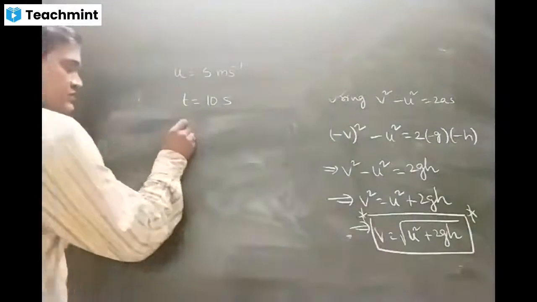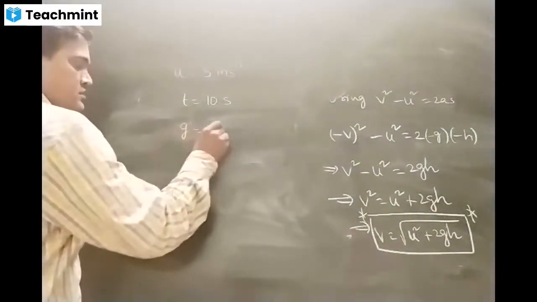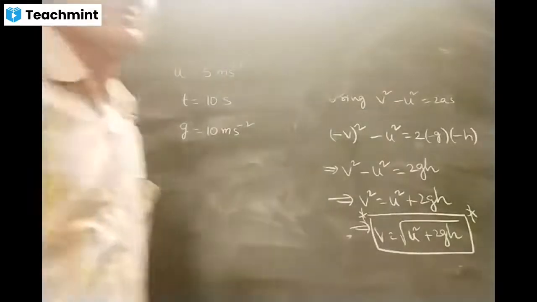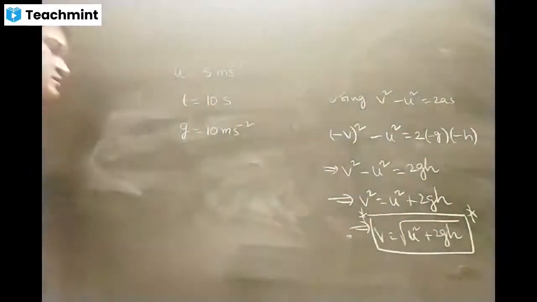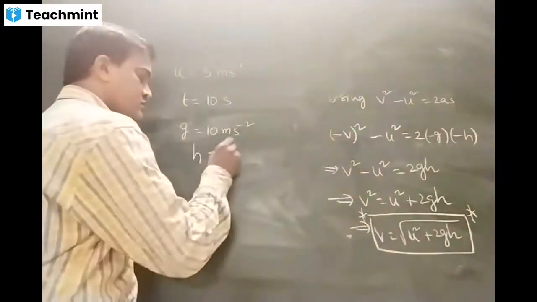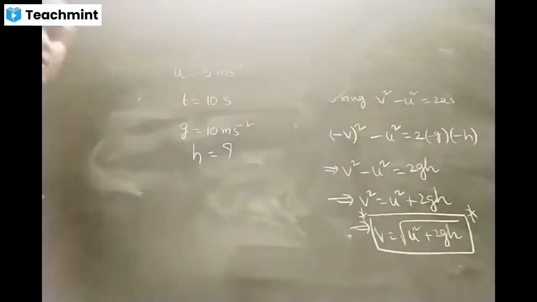But I have given the value of g as 10 meter per second square for our convenience. Actually, sir, the value of g should be taken as 9.8 meter per second square. But for easy calculations, I have given 10 meter per second square. Now I am asking the height of the tower. h is equal to how much? 450 meters, sir.